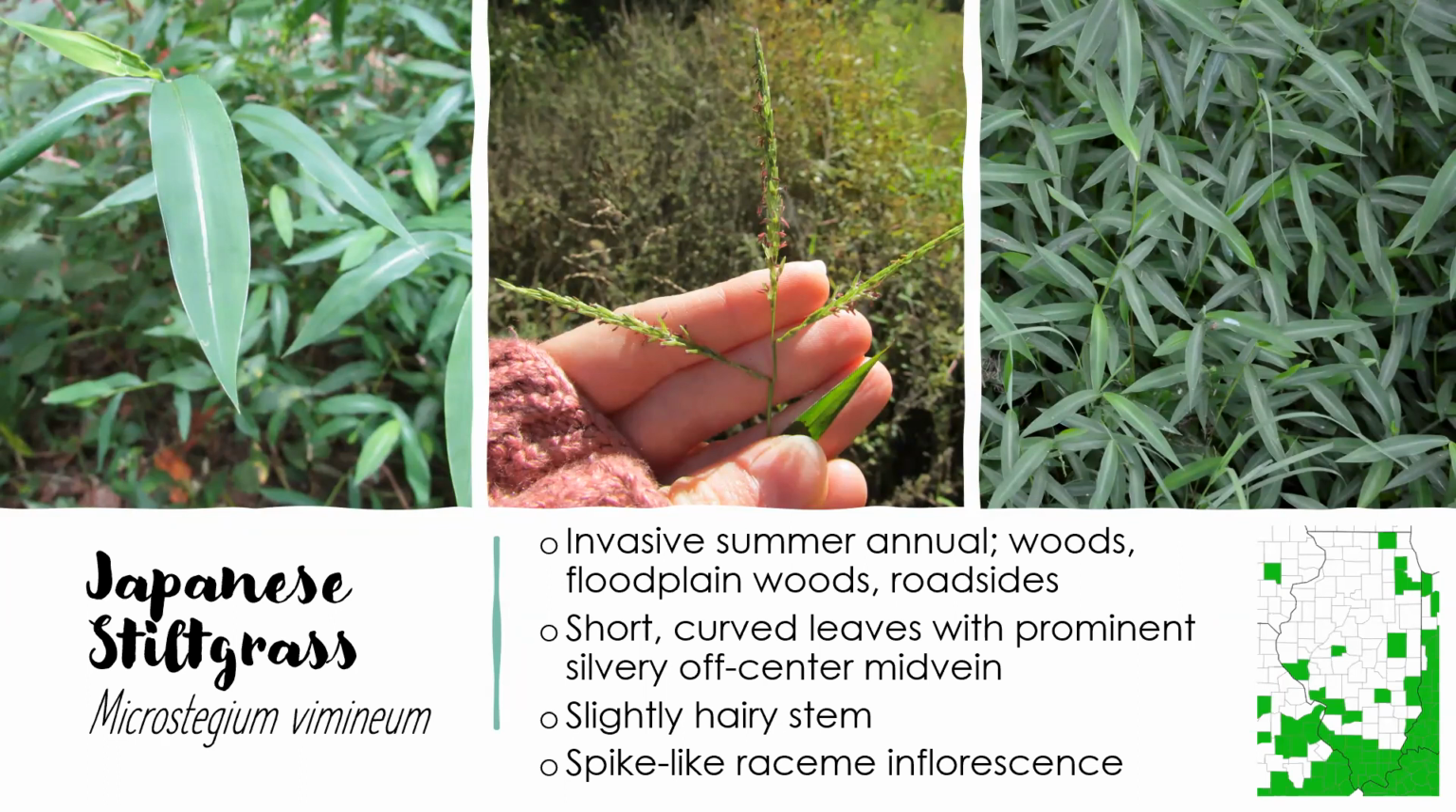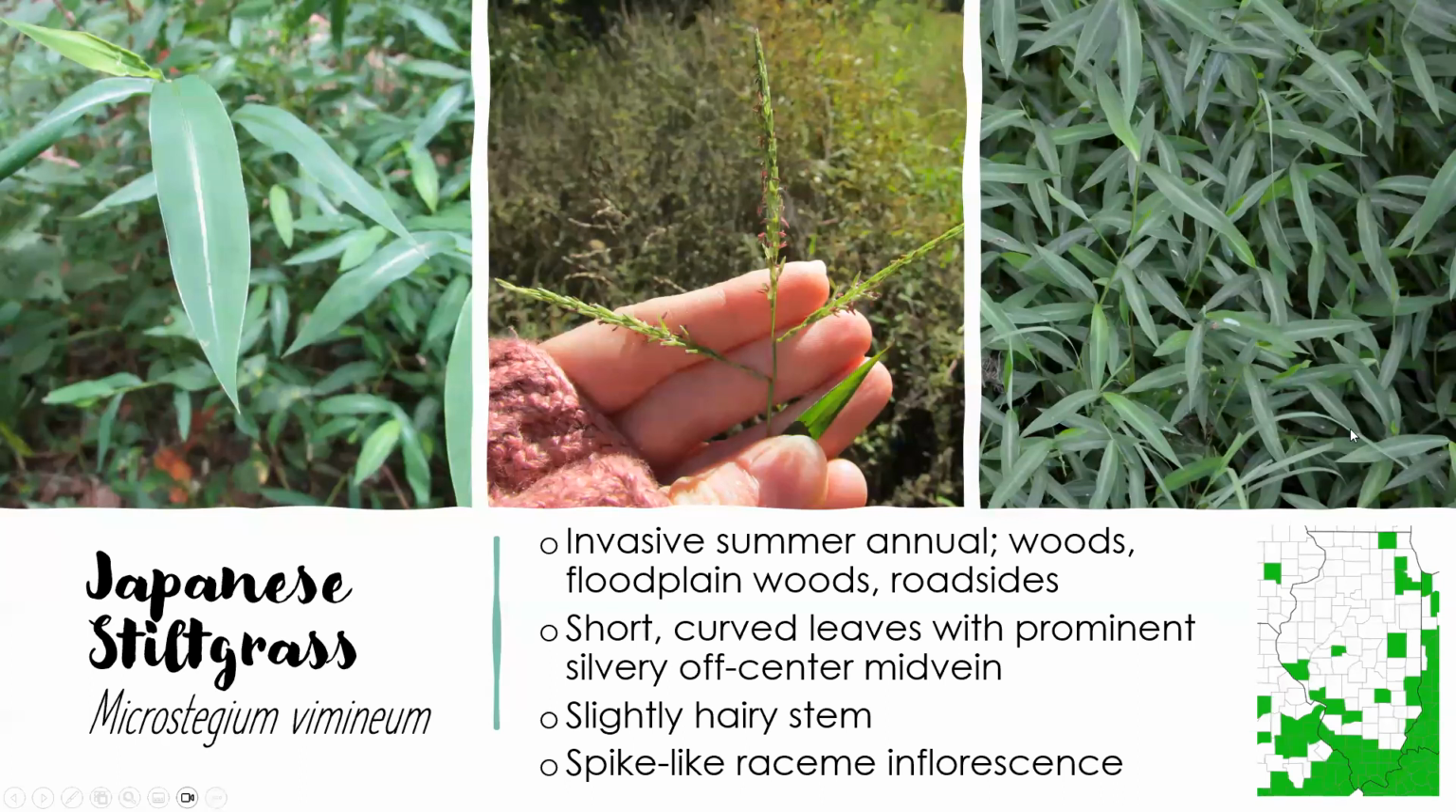But this one has these kind of short, broader leaves that are a little bit curved, and they have a prominent silvery midrib or mid-vein that's kind of off center. So we can see that really great in this picture. This is kind of a silvery vein. It's not quite in the middle. And it kind of stands out if you look at this big bunch of it over on the right.